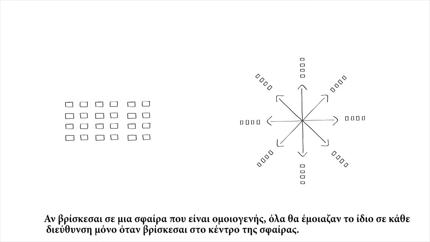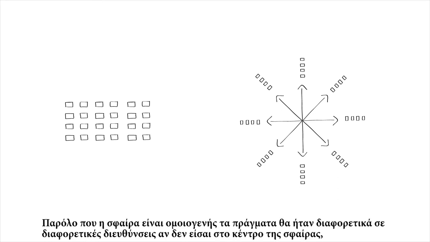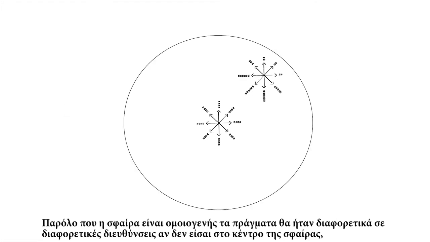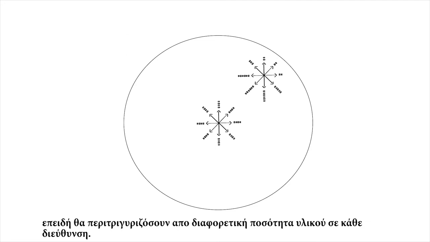If you are in a sphere that is homogeneous, everything will look the same in any direction only if you are in the center of the sphere. Although the sphere is homogeneous, things will be different in different directions if you are not in the center of the sphere, because you will be surrounded by different amounts of material in each direction.